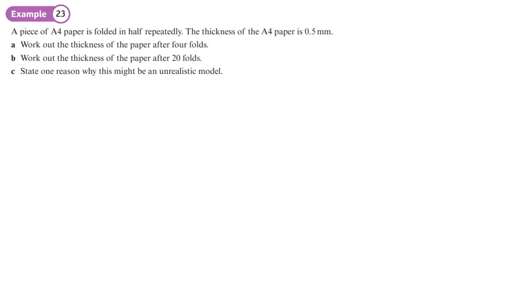Okay, a piece of A4 paper is folded in half repeatedly. The thickness of the paper is 0.5 millimeters. This is probably something we've done ourselves, maybe folded up a piece of paper and stuck it under the corner of a table to stop it from wobbling. What we want to do is work out the thickness of the paper after 4 folds. This is geometric. Each time the thickness doubles, so R equals 2, and we start off with 0.5.